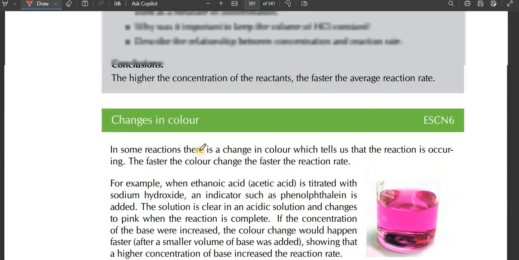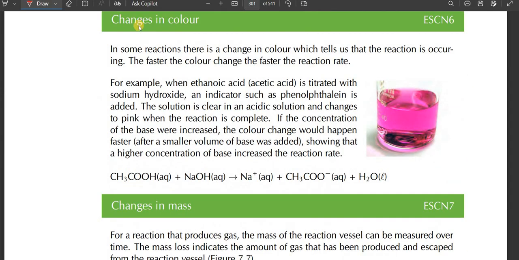And then we also have reactions whereby there is a change in color. We can measure the rate by using the change in color, say if we have ethanoic acid reacting with sodium hydroxide, and we titrate them. These are acid-base reactions, right? What happens there is that as you are titrating them, there will be a change in color. So that change in color will tell you about how fast the reaction is. The faster the color change, the faster the reaction rate.